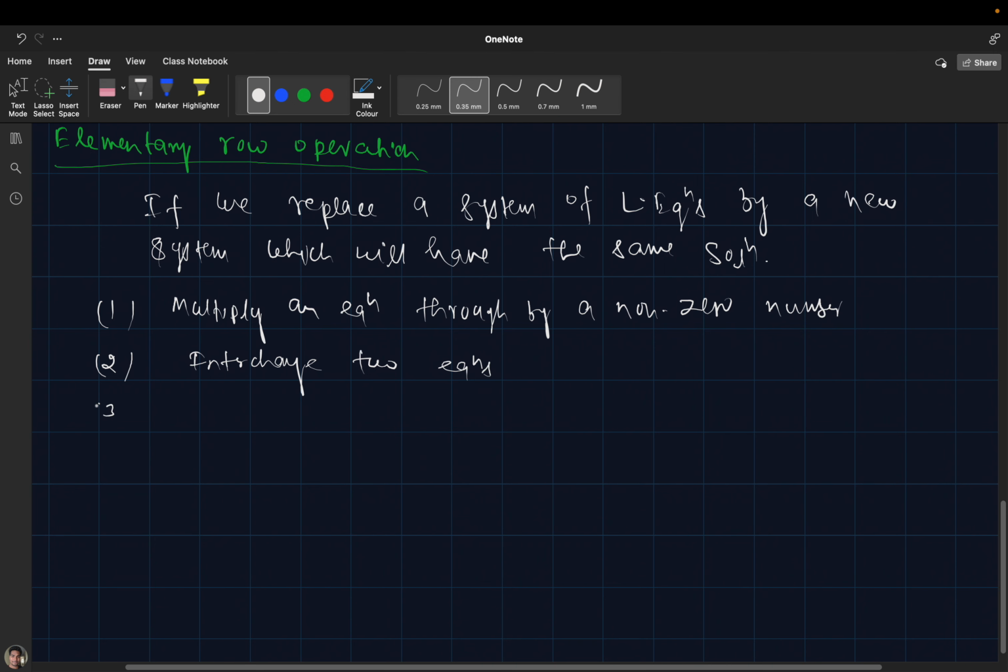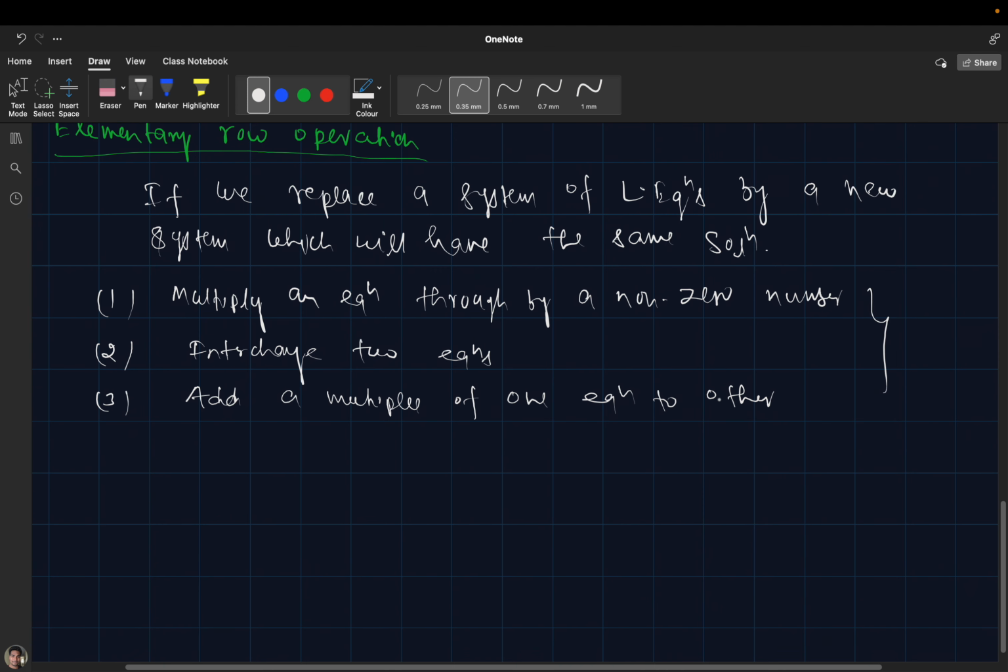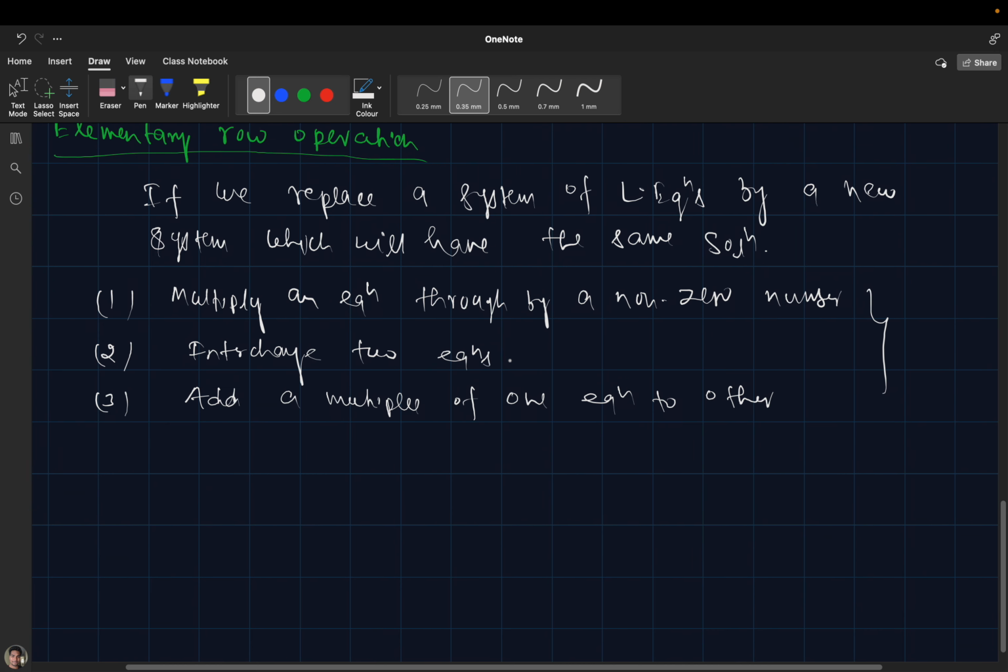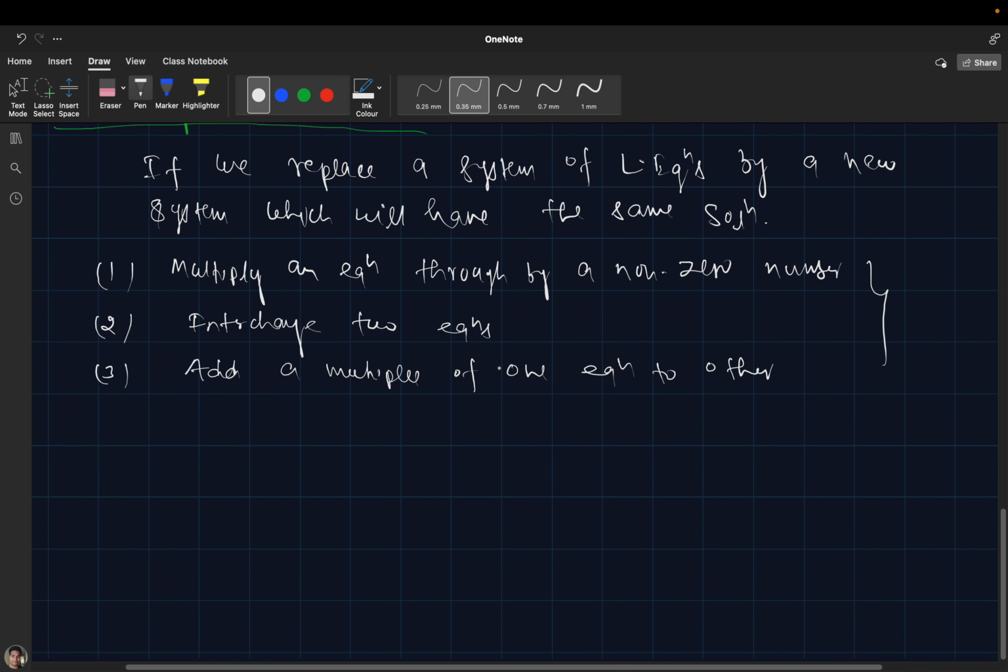The third is to add a multiple of one equation to another. So in these three cases, if you do any of these operations, the solution of that system of equations will remain the same. Okay, so let's take one example.